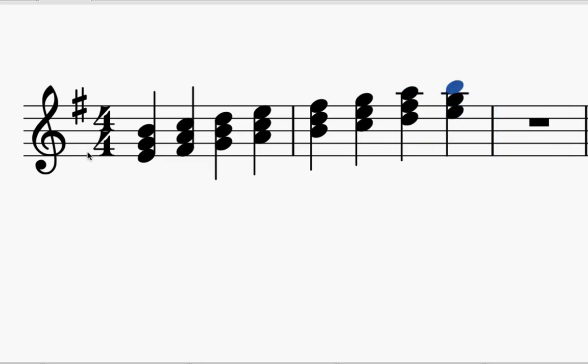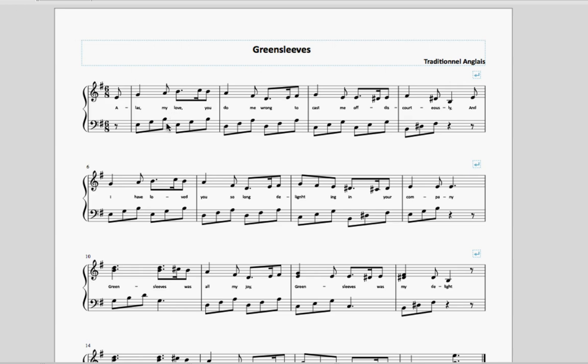Now, there's no shame in doing that. If you say, okay, I'm in E minor, I want to just write out all my possible chords, that's totally okay. Don't be afraid to do that. And just use this as a reference when we're looking at the piece.